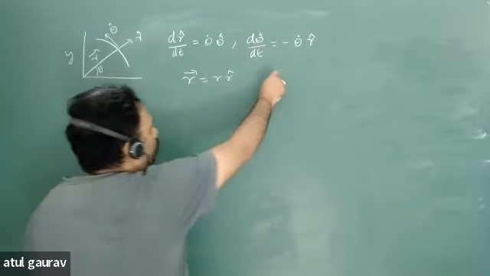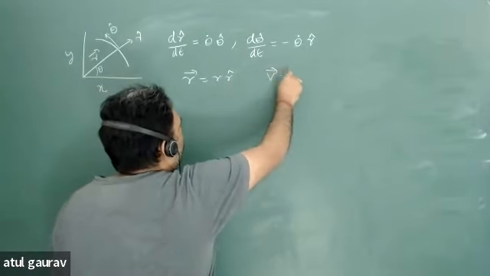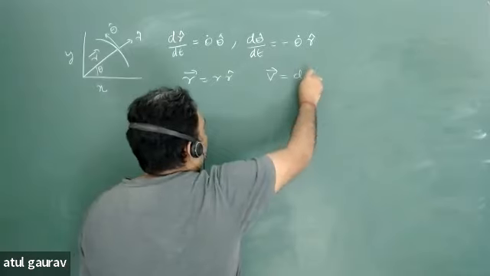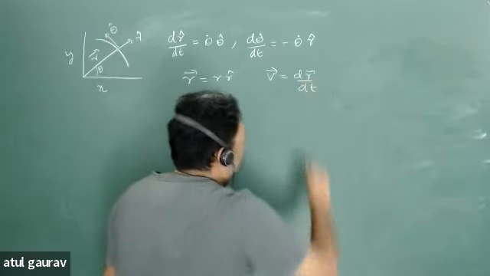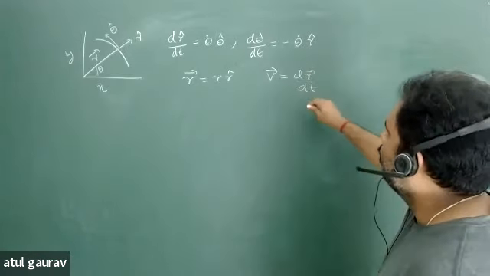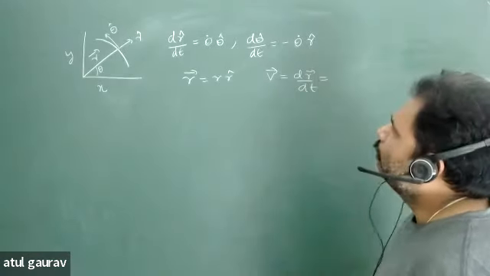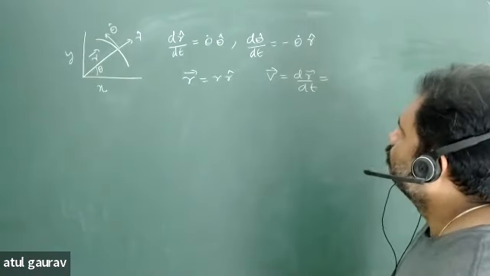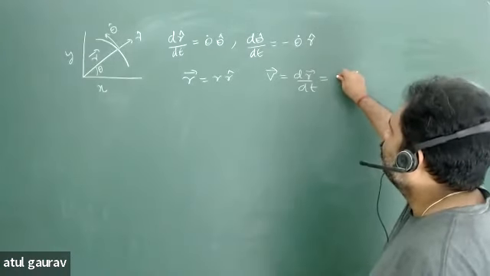Now let's try to go for velocity. What will be velocity? Obviously, the definition is not going to change, but yes, the expression is going to change. So v is equal to dr upon dt. What will happen to this one? क्या होगा जरा बताइए?